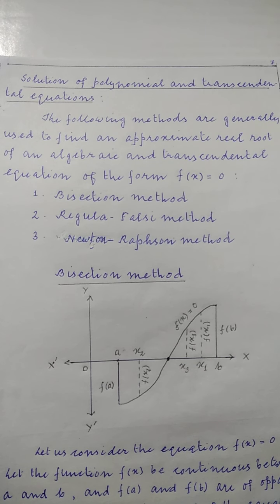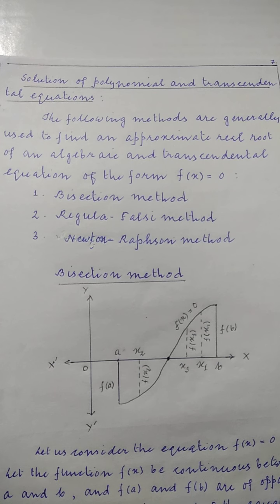And transcendental equation means an equation containing a transcendental function. Transcendental function means you may get the trigonometric function, exponential function or logarithmic function, and this function contains an infinite number of terms. So in the case of a transcendental equation, the equation has an infinite number of terms. There are some numerical methods by which we can find the solution of polynomial and transcendental equations.